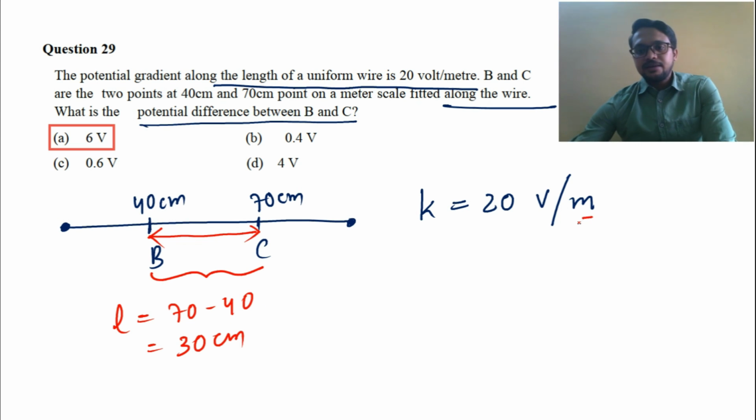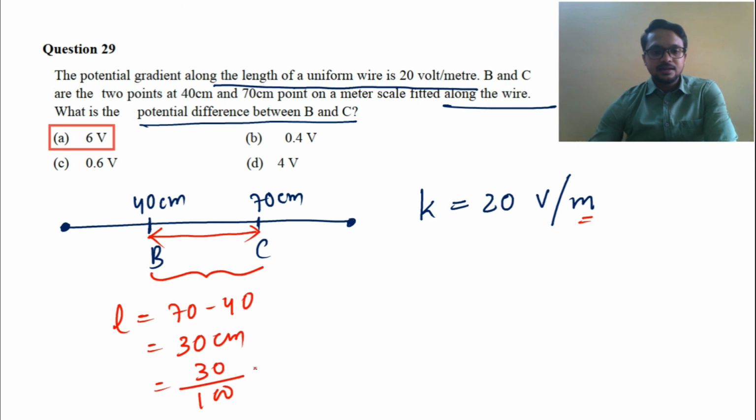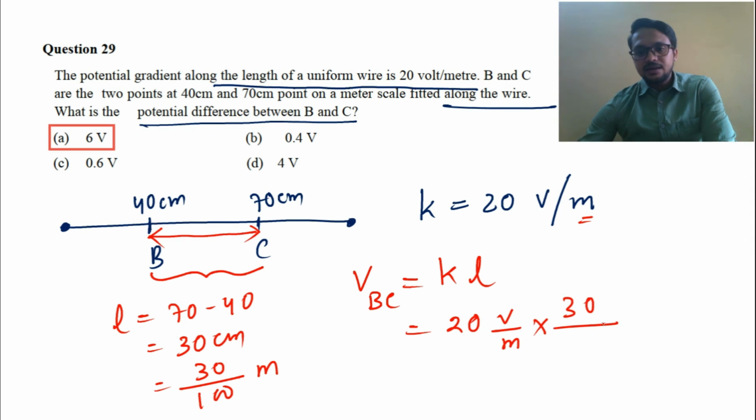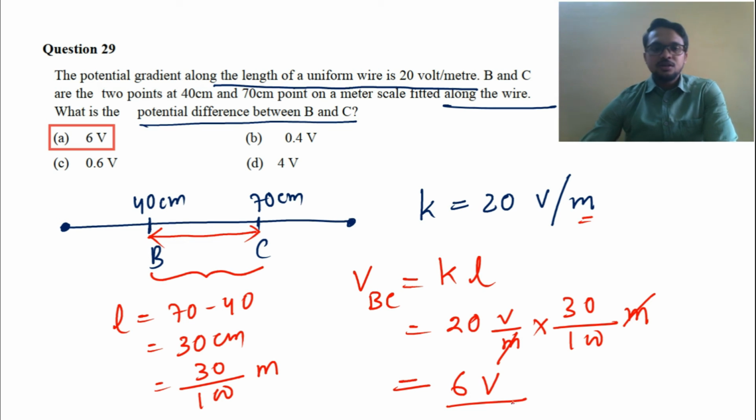Here the gradient is given in meter, so convert it into meter. So 30 by 100 meter. What about the potential difference between B and C? It will be potential gradient into length. So 20 volt per meter into 30 by 100 meter. The meter cancels out, the zeros cancel out, 3 into 2 is 6 volt. So the correct option is 6 volt.